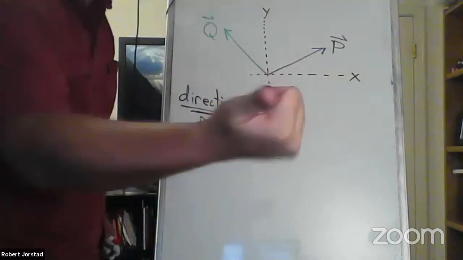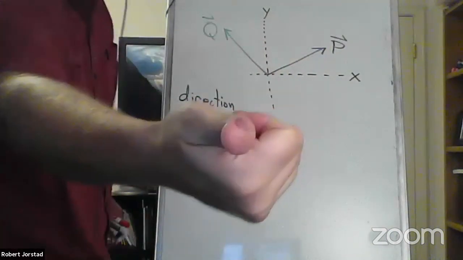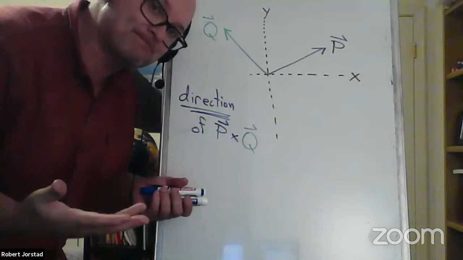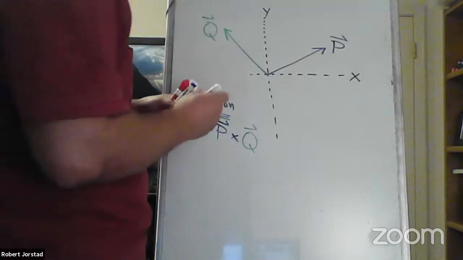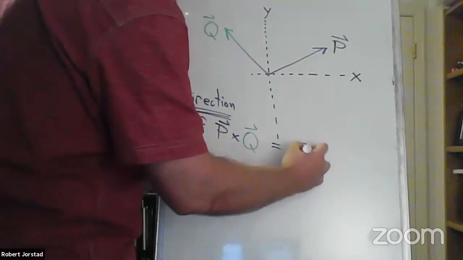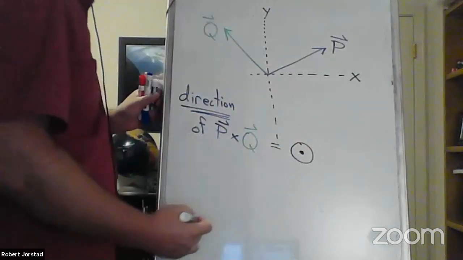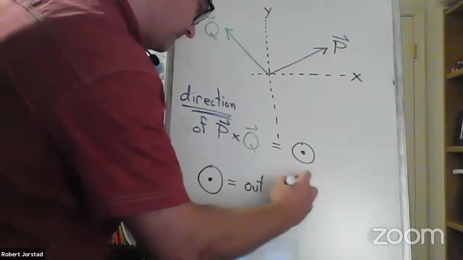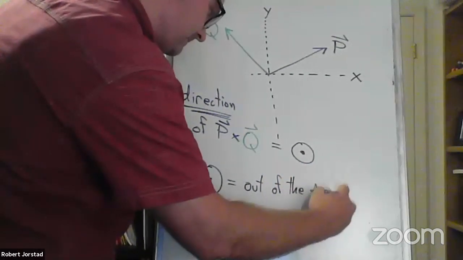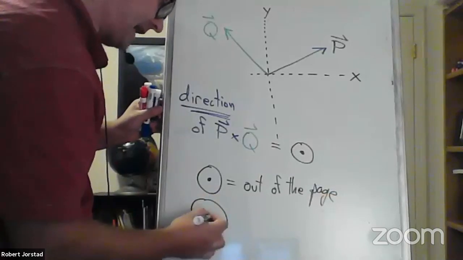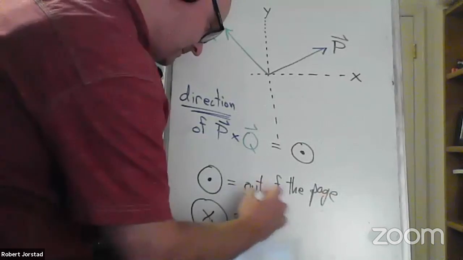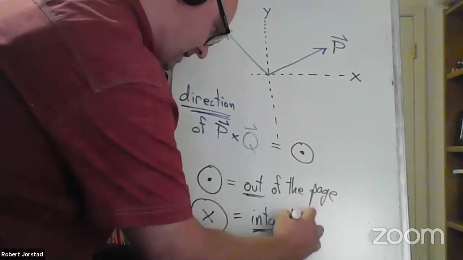So P goes to Q, goes to out of the page. In this case, we need a way to draw out of the page. The way we do that is this. A circle with a dot. So this is going to mean forevermore out of the page. Whereas a circle with an X is going to mean into the page.